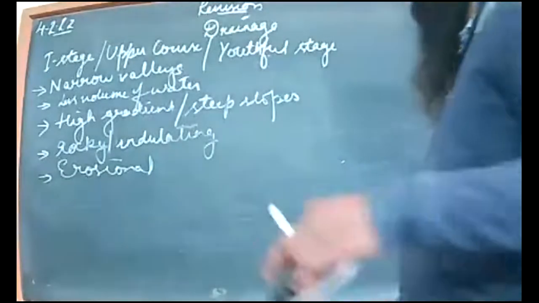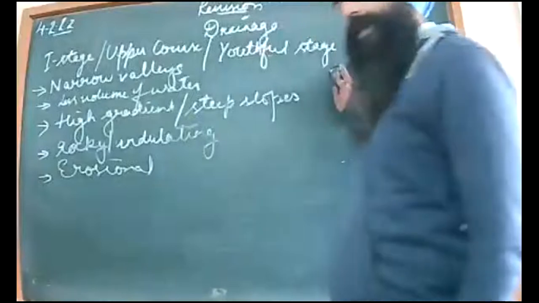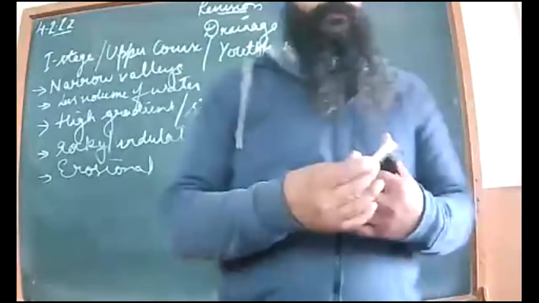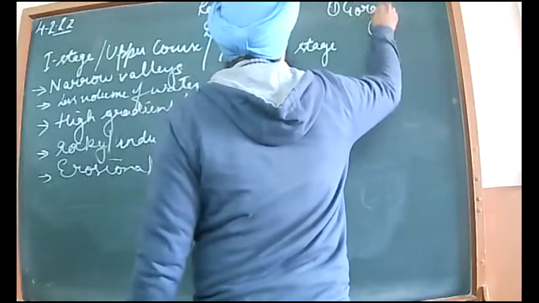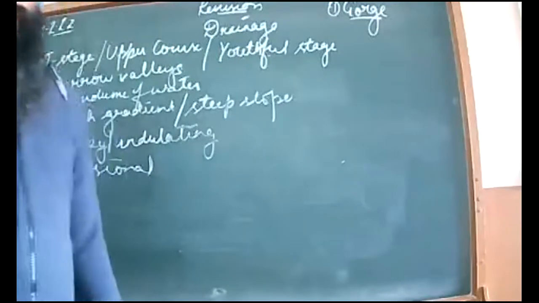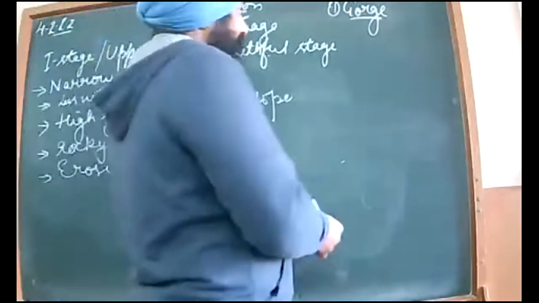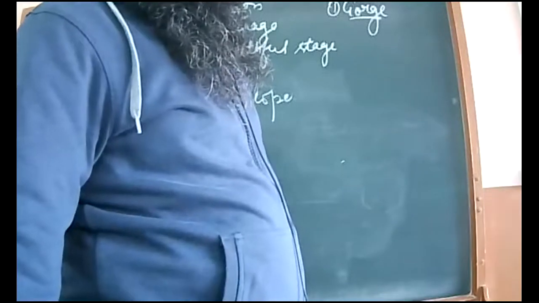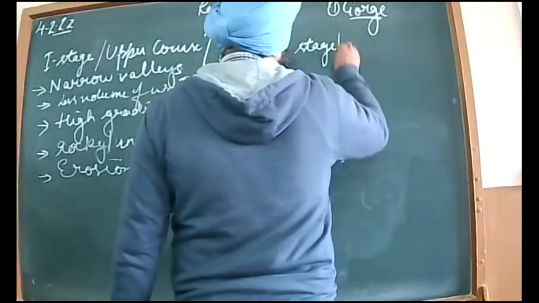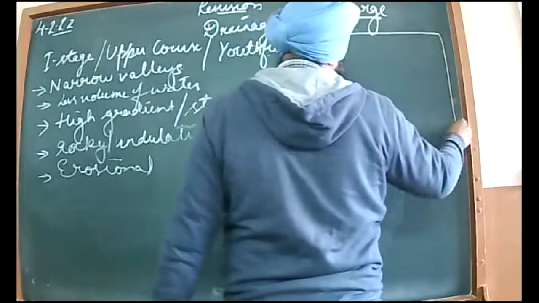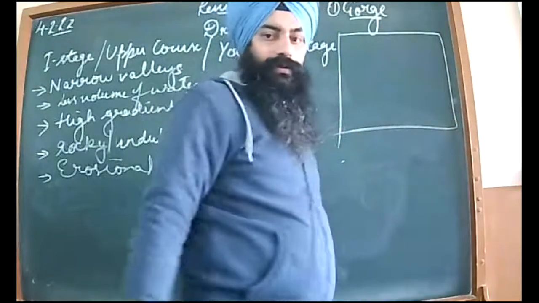So what kinds of landforms are developed by the river in its upper course? First, gorge. G-O-R-G-E. Gorge is also known as the I-shaped valley. It is developed by the river.